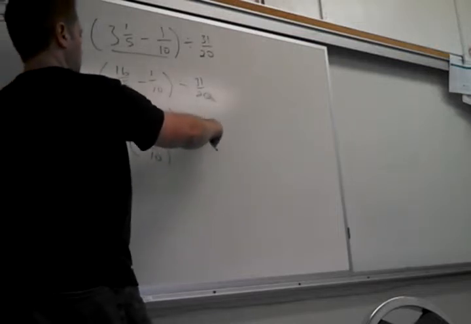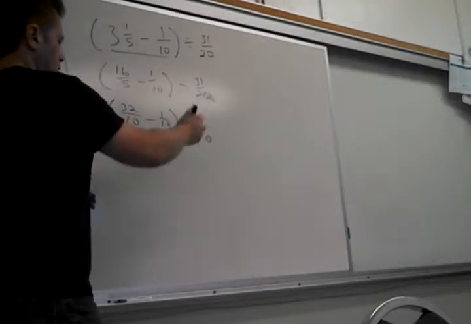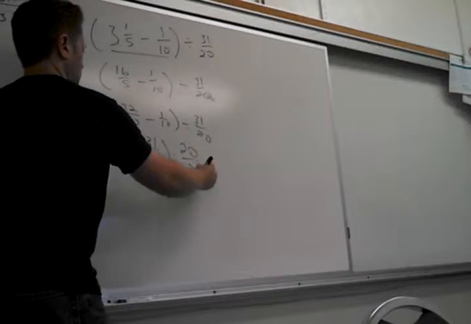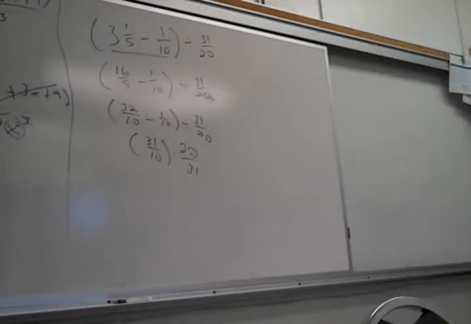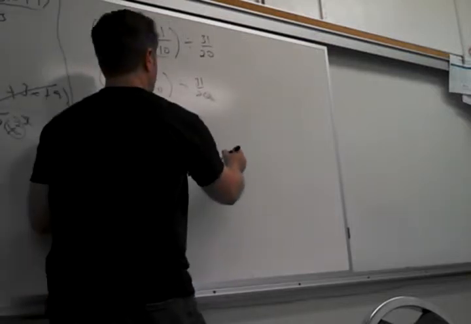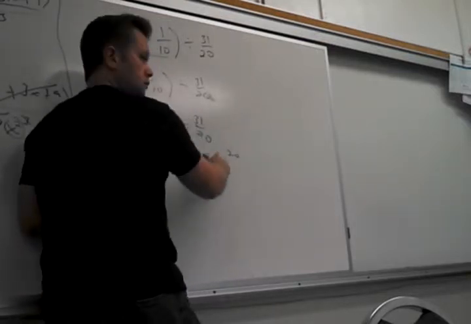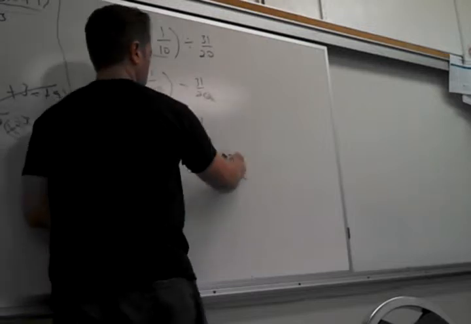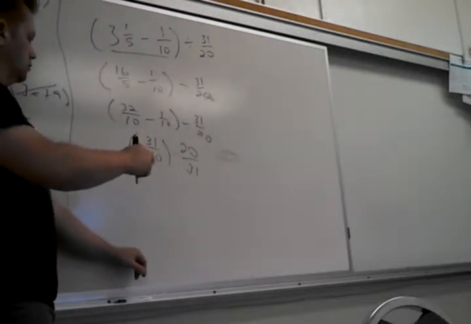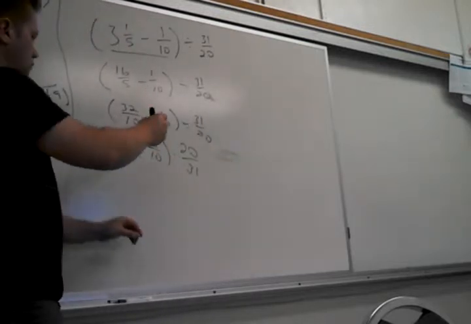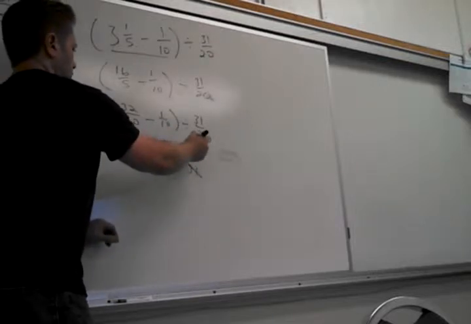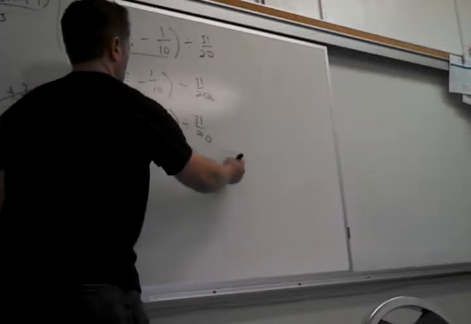And what's divided by 31 20ths? Times 20 31sts, right? So what beautiful thing happens there? Do you just start going, well, that's 610 and 20, and do you want to do that? No, I don't want to do that. Why? Because it cancels. The 31s cancel. And then 10 goes into 20 two times. 2. Done.